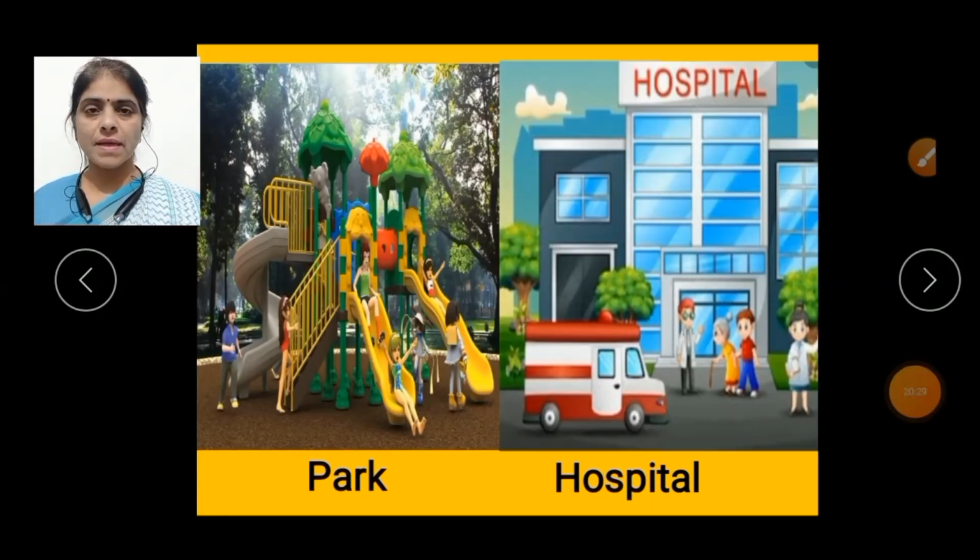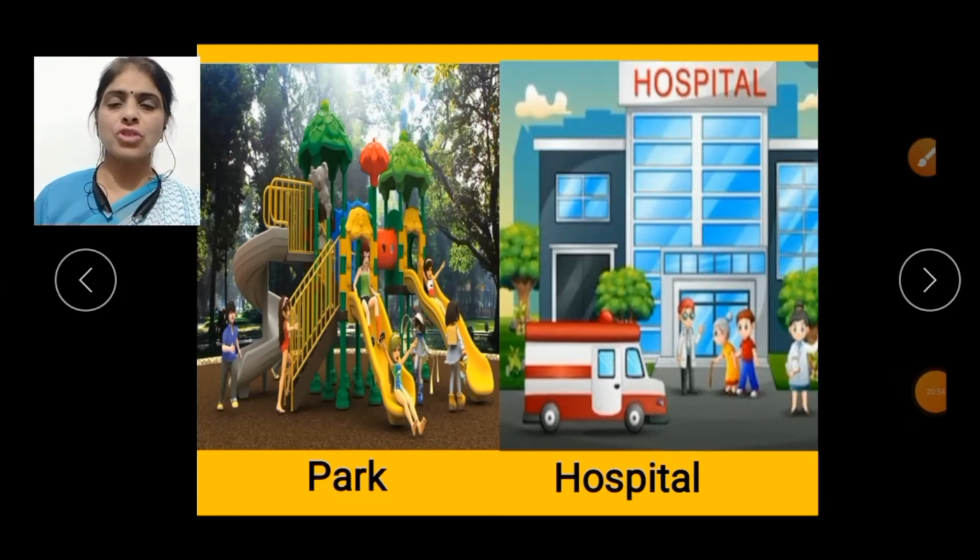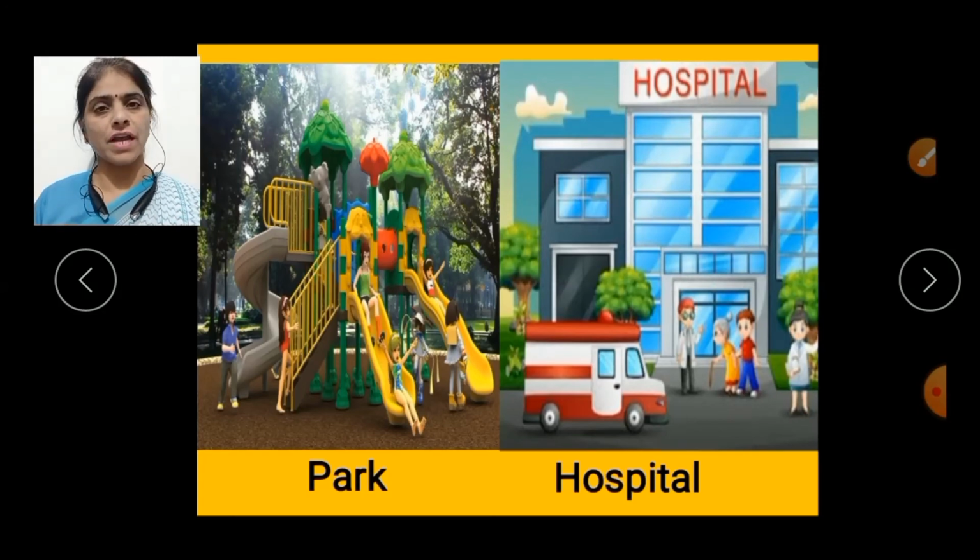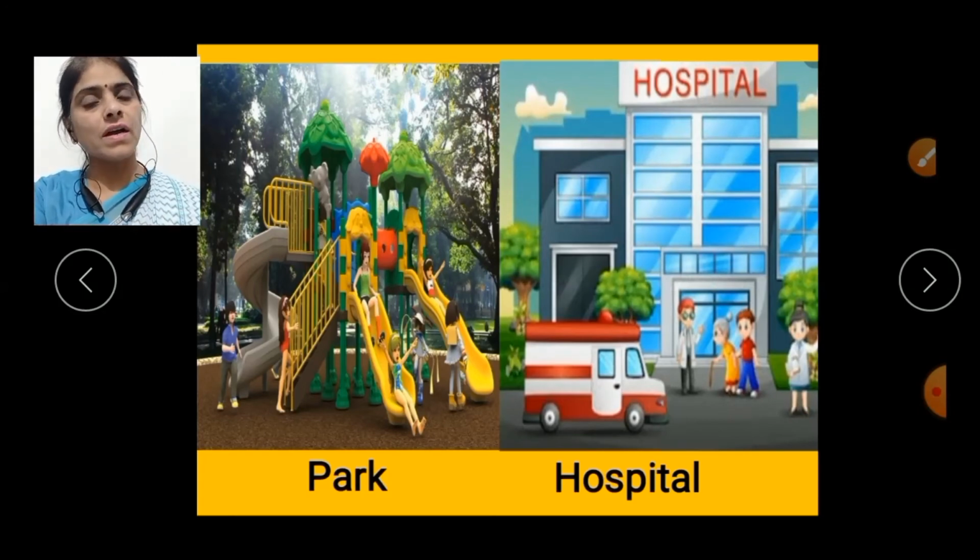Here you can see some places like park and hospital. As park and hospital are also non-living things, so park and hospital also belong to neuter gender. So with this we have completed all the 4 kinds of genders: masculine gender, feminine gender, common gender and neuter gender. Now let's have the last exercise of the grammar book.